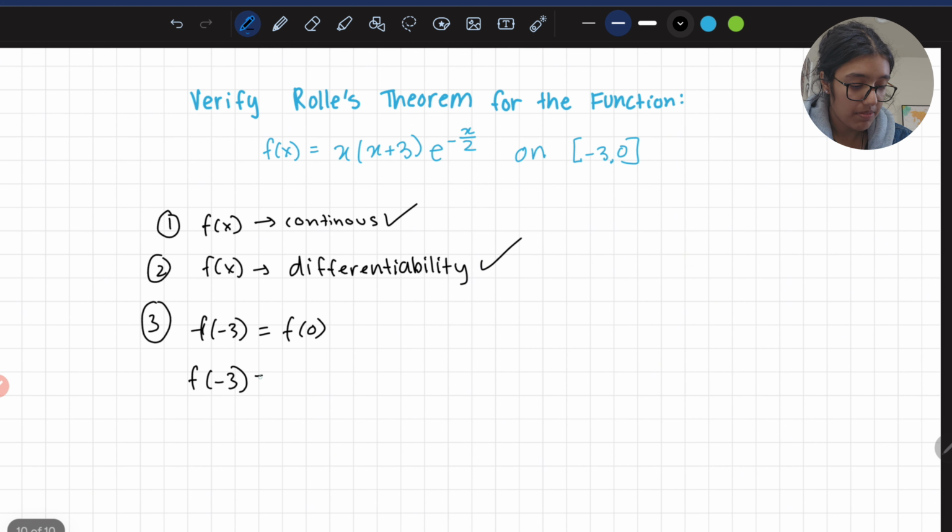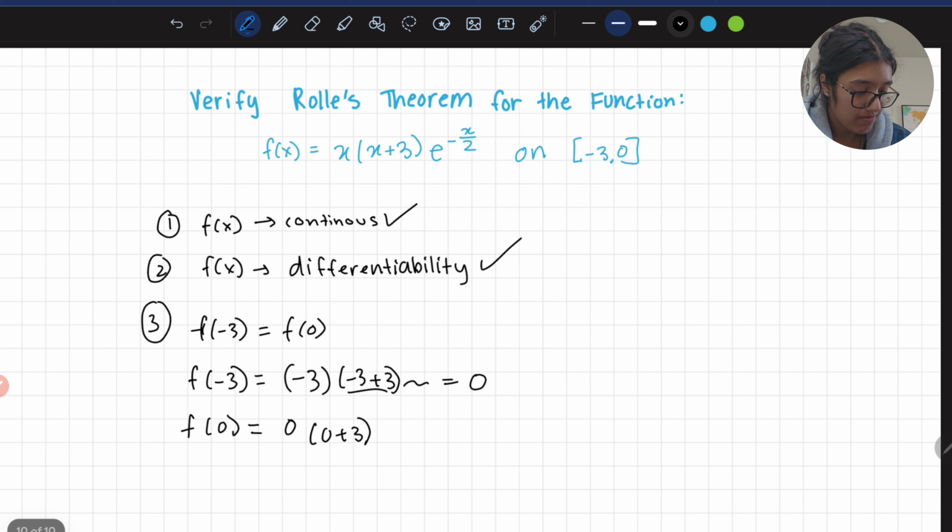So f of -3 is -3 times -3 plus 3, and I don't even need to go over there. I just know that this is 0 because -3 plus 3 is 0. Next we have f of 0. Once again, it's just going to be 0 times 0 plus 3, which is just going to be 0. So once again, f of -3 is equal to f of 0. The y values of the endpoints are equal.